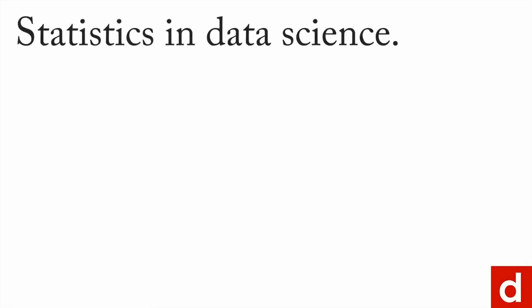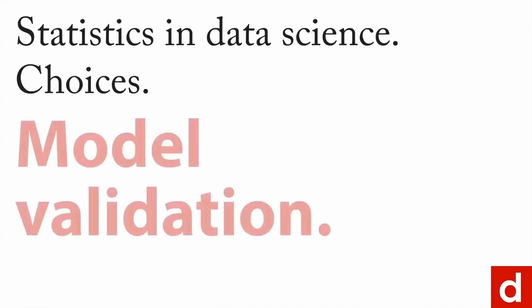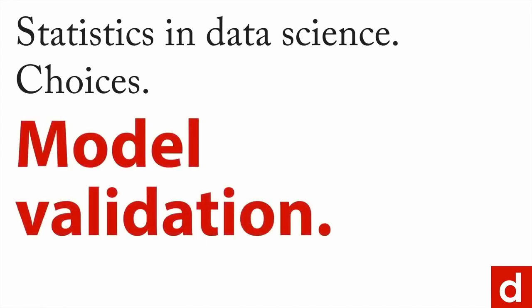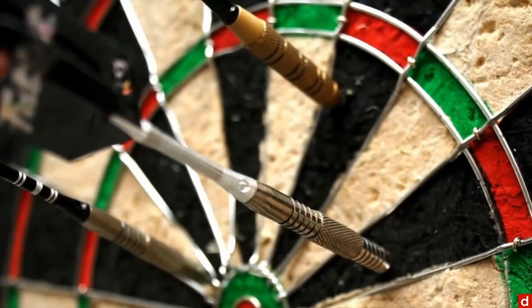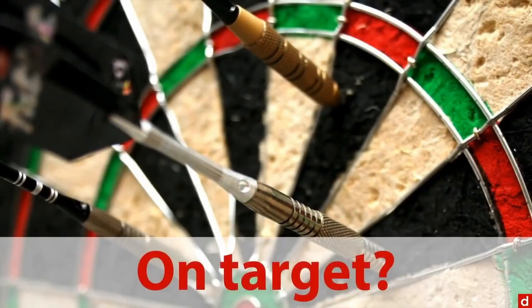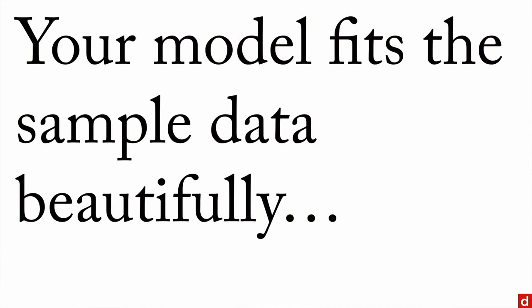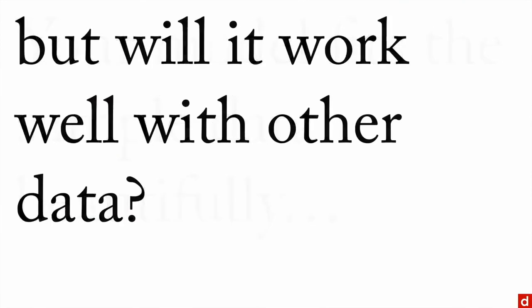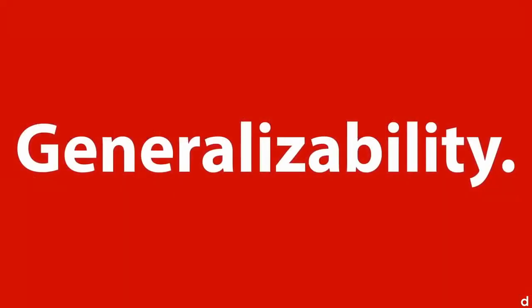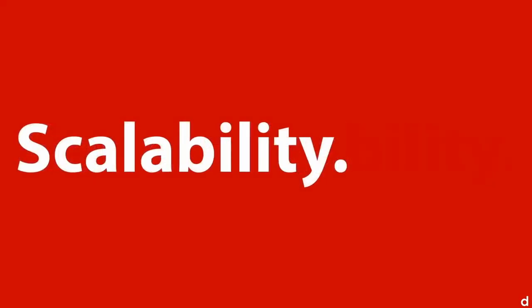As we continue our discussion of statistics and the choices that are made, one important consideration is model validation. And the idea here is, as you're doing your analysis, are you on target? More specifically, your model that you create through regression or whatever you do, your model fits the sample data beautifully, you've optimized it there, but will it work well with other data? Fundamentally, this is the question of generalizability, also sometimes called scalability, because you're trying to apply it in other situations. And you don't want to get too specific or it won't work in other situations.